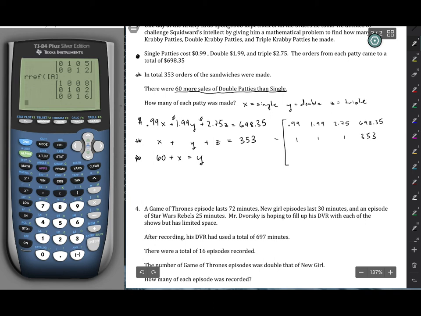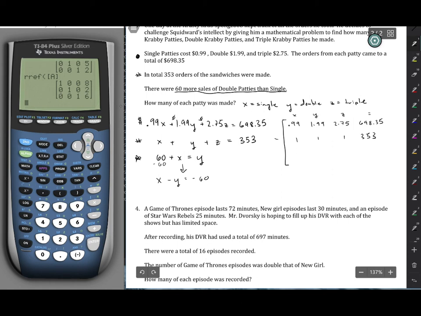Now this last one, we need to fix it. Remember, we want all of our variables and equal to's lined up. So we just need to rearrange this so that x and y are on the same side and 60 is on the other. So some pretty basic algebra here. Rearrange it by subtracting the y and subtracting the 60.